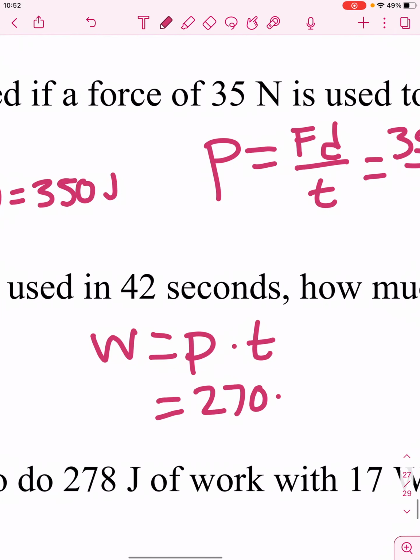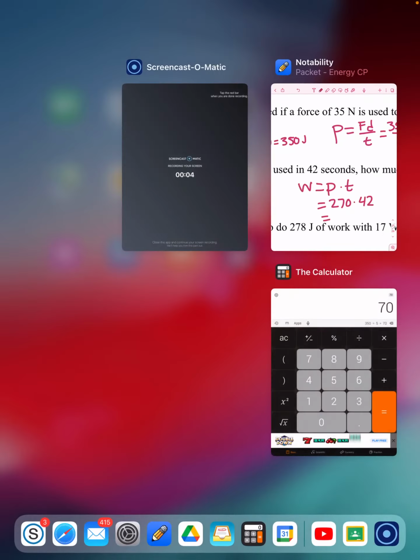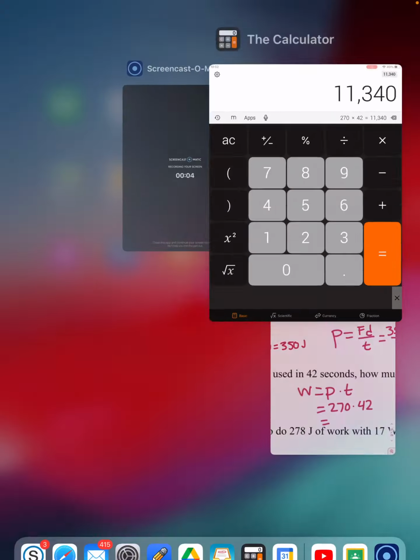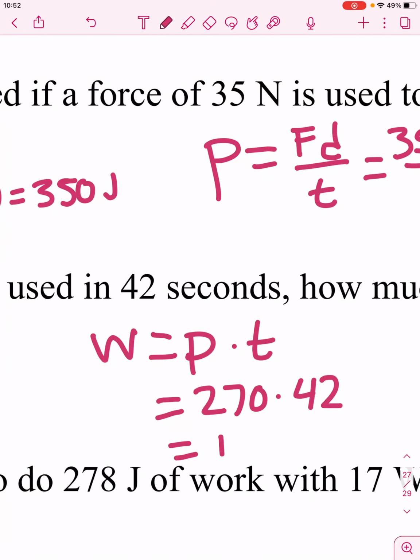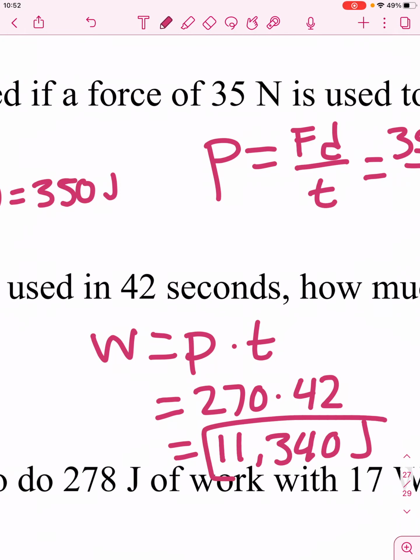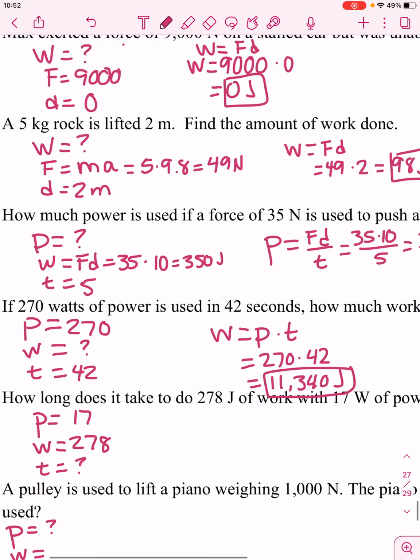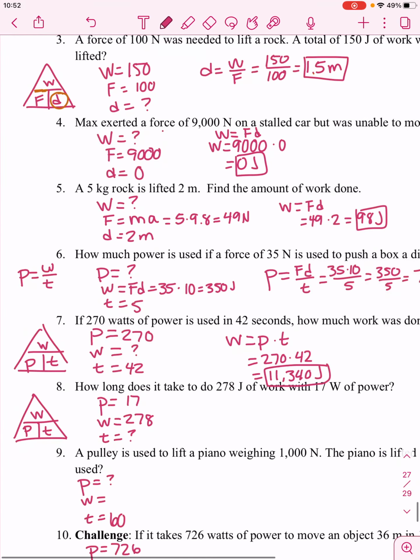270 times 42, 11,340. Okay. So again, that one's just rearranging the equation there to solve for work, energy. Number 8, how long does it take to do 278 joules of work with 17 watts of power?